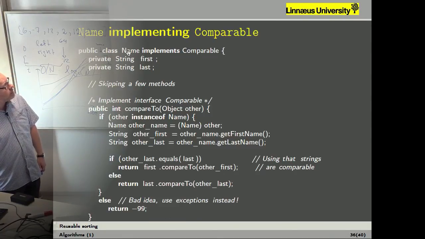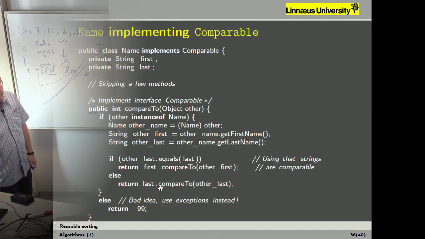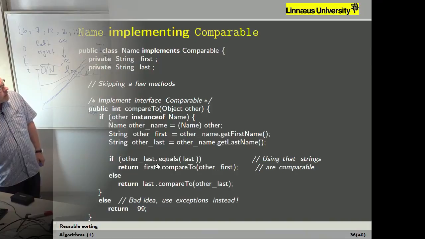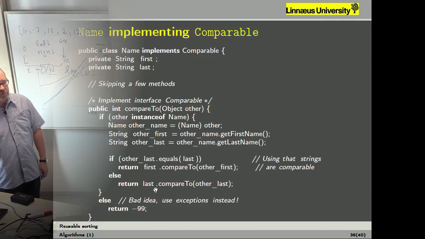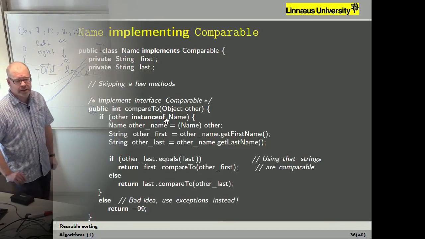Anyway, I'm comparing my name with some other object, and if it is an instance of Name, I cast it to a Name like this, and then I ask what is your first name and what is your last name: other first, other last. If other last equals last, then I compare the first name, otherwise I'm comparing the last names. Does it make sense? Only if they have the same last name, then I compare the first name. If they are not equal, then I'm comparing just the first names like this. So if you want to sort something, implement Comparable and do it like this.